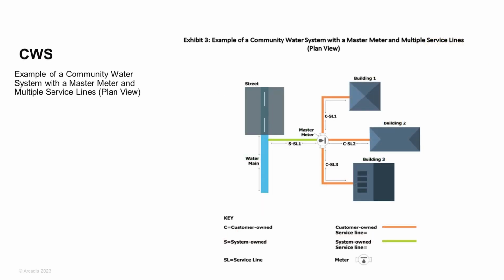You can see an example of a community water system with a master meter and multiple service lines pulled from the EPA Small Entity Compliance Guide.